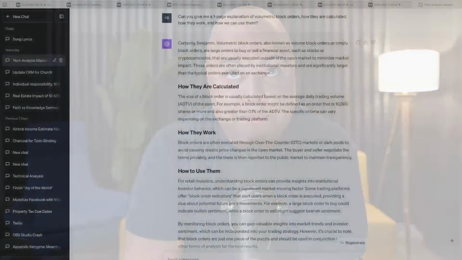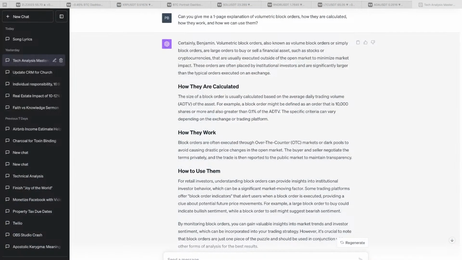As we begin, I asked ChatGPT, can you give me a one-page explanation of volumetric block orders, how they are calculated, how they work, and how we can use them? I use ChatGPT all the time to review my analysis. I'll ask it, okay, here's what I'm seeing on the 1 hour, here's what I'm seeing on the 4 hour, here's what I'm seeing on the daily, here's what I'm seeing on the weekly. Can you help me summarize my analysis?